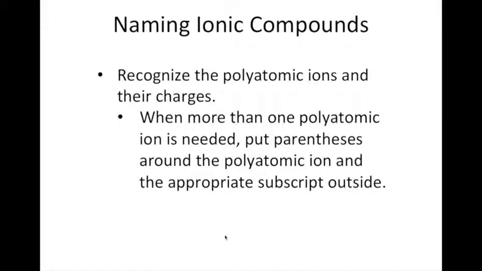Now, as I mentioned before, you must be able to recognize the polyatomic ions and know their charges. If you have a compound that contains more than 1 of a particular polyatomic ion, then you put parentheses around that polyatomic ion and the appropriate subscript outside the parentheses. So let's try one of these. Let's try calcium nitrate. Again, pause the video, see if you can write that, and then start it back and see how you did.